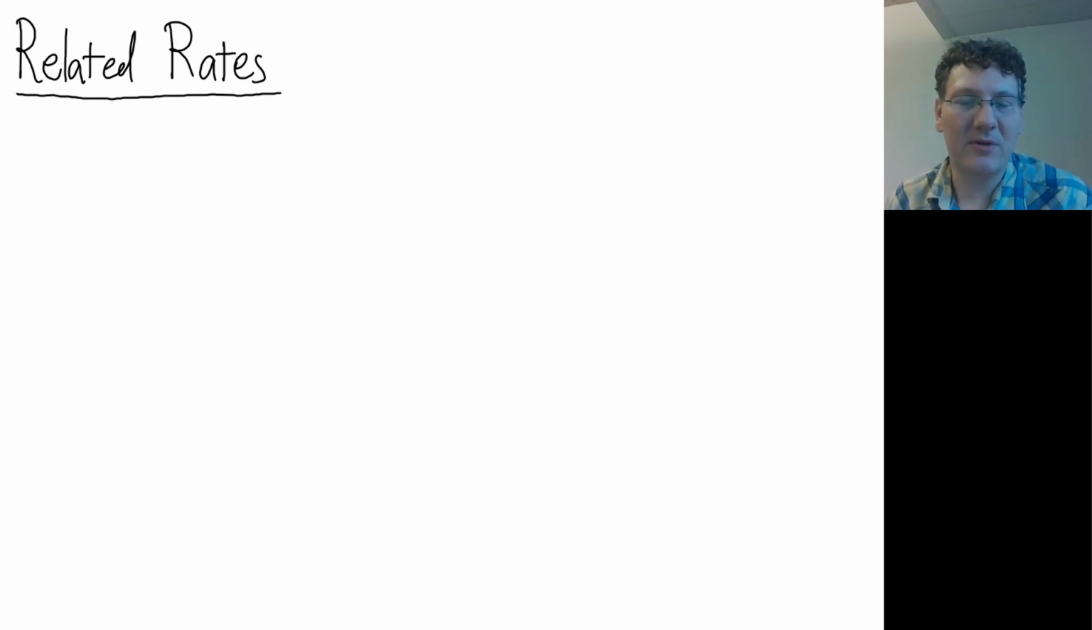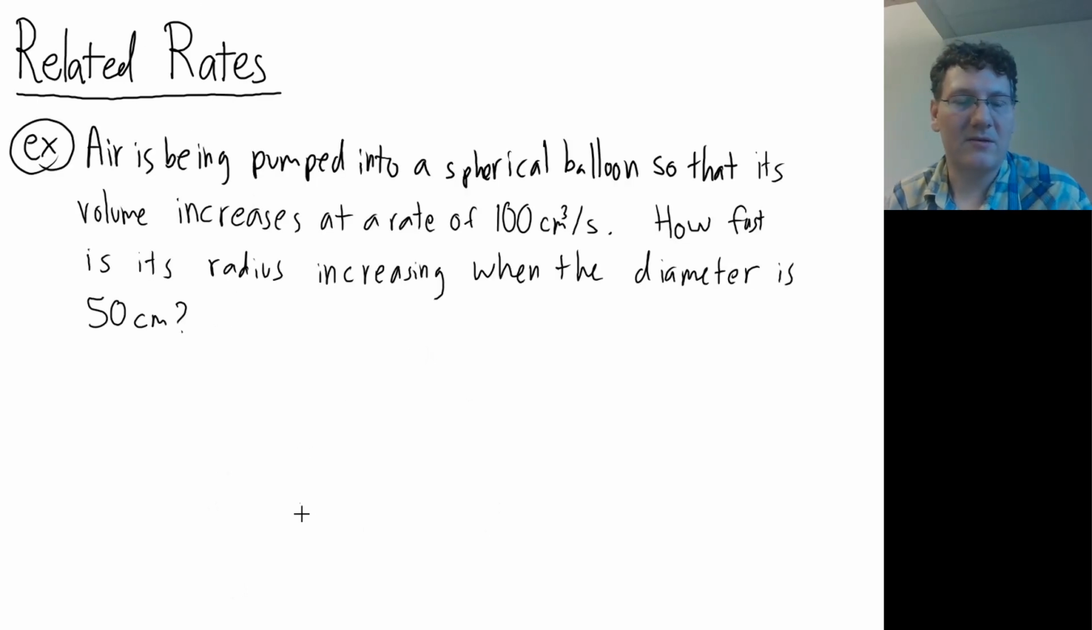Today we're going to look at another application of the chain rule and implicit differentiation, handling problems where there are related rates. These are really best illustrated with some examples, so we're going to just dive right into it. Okay, here's an example.